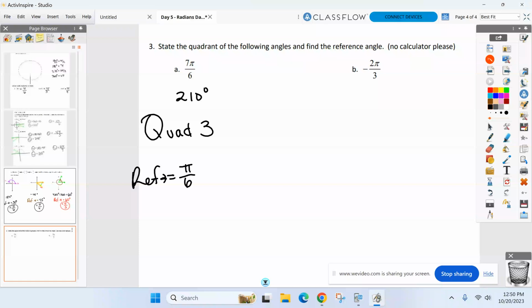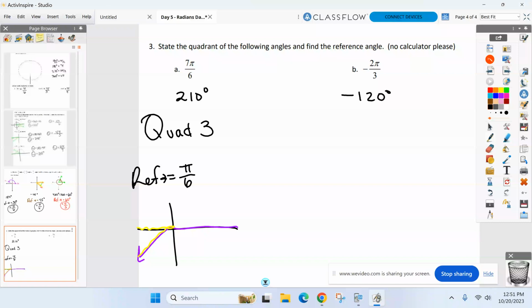If you want to do the assignment by saying, all right, here's 210 right there, and then finding that reference angle, that's fine. It's still going to be 30 degrees. All right, next. Negative 2 pi over 3. Pi over 3 is 60. 60 times negative 2 is negative 120. So that's what this is in degrees.